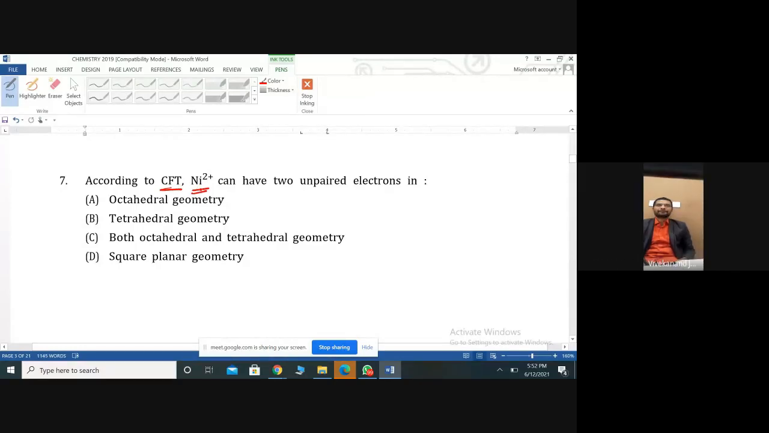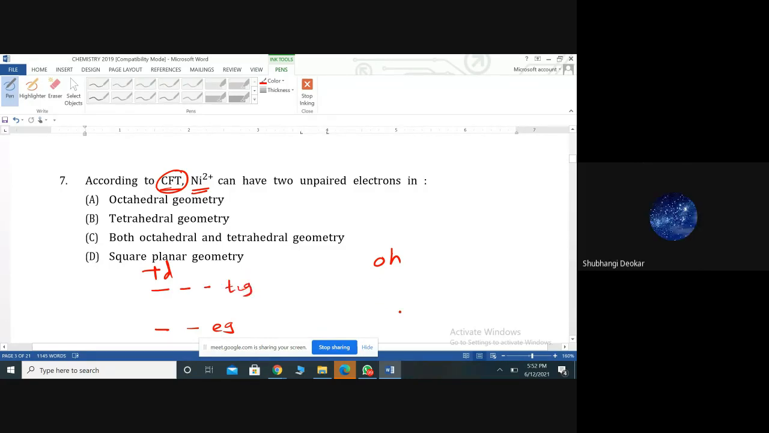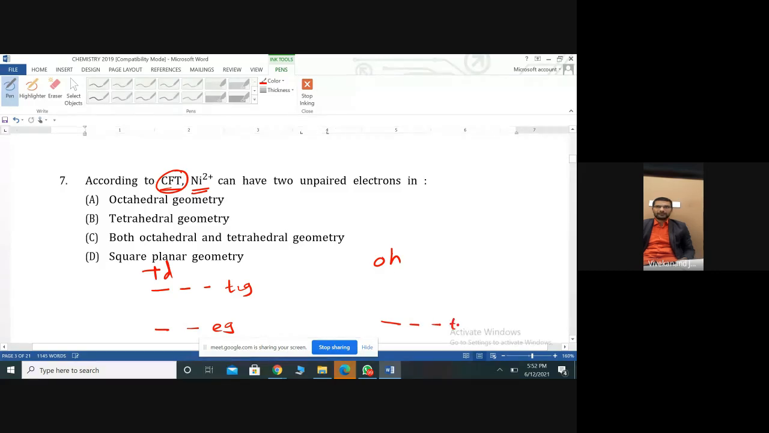Nickel plus 2 is given. In this nickel plus 2, we have to find out the CFT. For CFT, we are having the tetrahedral and the octahedral. For tetrahedral, how can we write it? At bottom we are having EG, is it right? And at top we are having T2G. And for the octahedral, we are having T2G at the bottom and EG at the top.